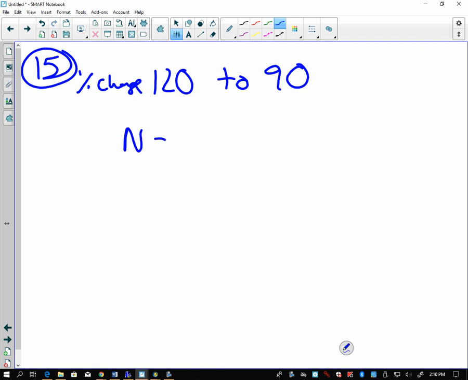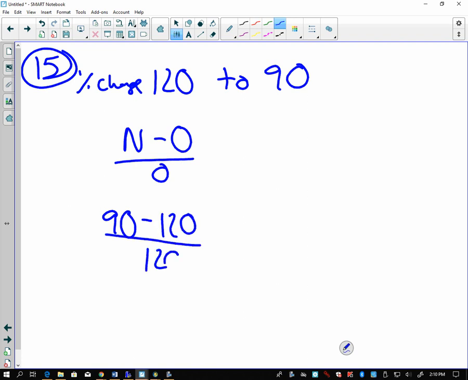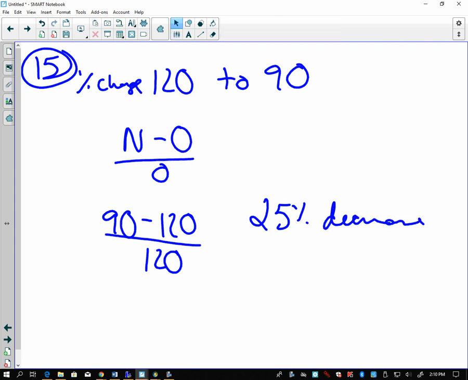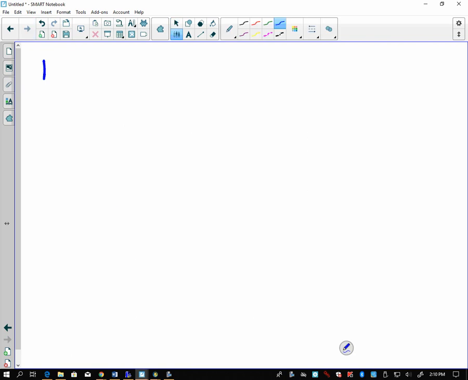Minus original divided by original. So what's the new number? 90 minus 120. Right, should come out to negative 30. Negative 30 divided by 120 is negative 1/4. So a decrease of 0.25, but we want that as a percentage. So 25% decrease. Okay, all right, so beware those.